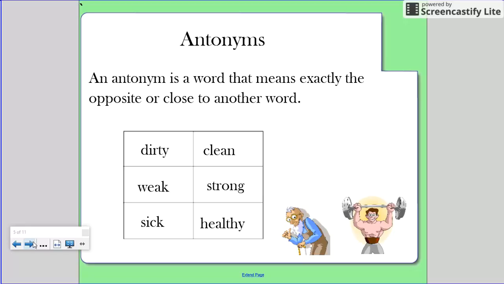An antonym is a word that means exactly the opposite or close to the opposite of another word. For example, the opposite of dirty would be clean. The opposite of weak would be strong. As you can see, this man right here would be weak compared to the strong man holding a bunch of weights. Sick would be healthy. We could say the opposite of cold was hot.